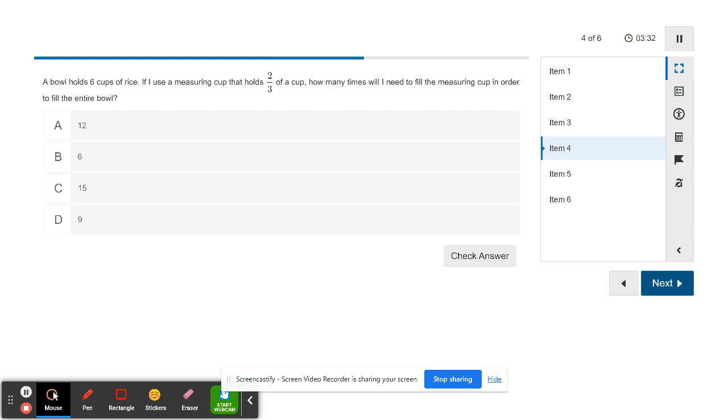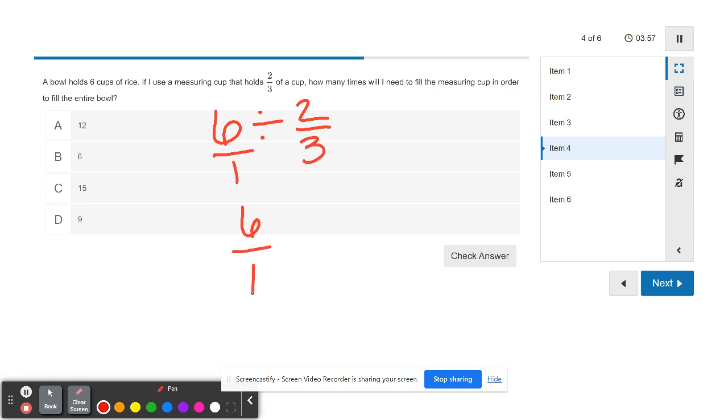All right. Number 4, a bowl holds 6 cups of rice. If you're using a measuring cup that holds 2/3 of a cup, how many times will you need to fill it? We did something very similar to this yesterday. So what do you have? You should have the 6 cups. And so that's what's being divided. And it's being divided by 2/3 sections.